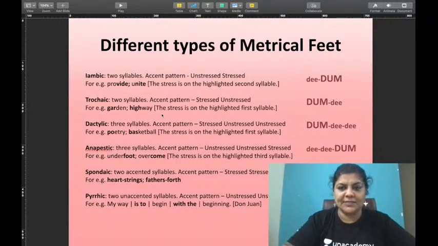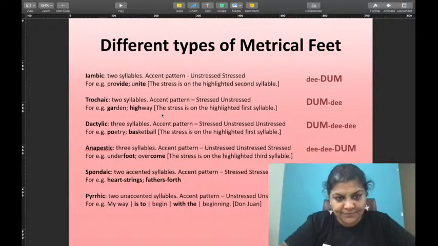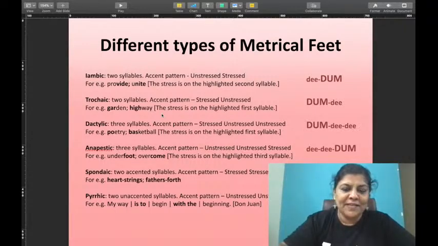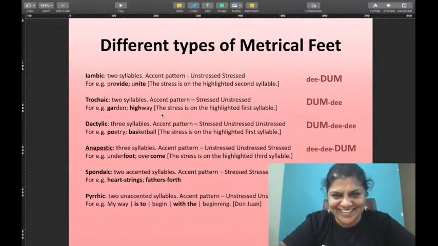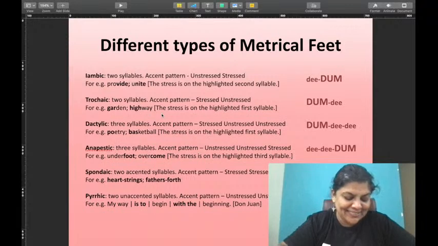Iamb means two syllables: di-dum, unstressed followed by stressed. Trochee means dum-di, stressed followed by unstressed. Dactyl means dum-di-di, stressed, unstressed, unstressed. Anapest means di-di-dum. Spondee means dum-dum. Pyrrhic means di-di. Did you get that, everybody?